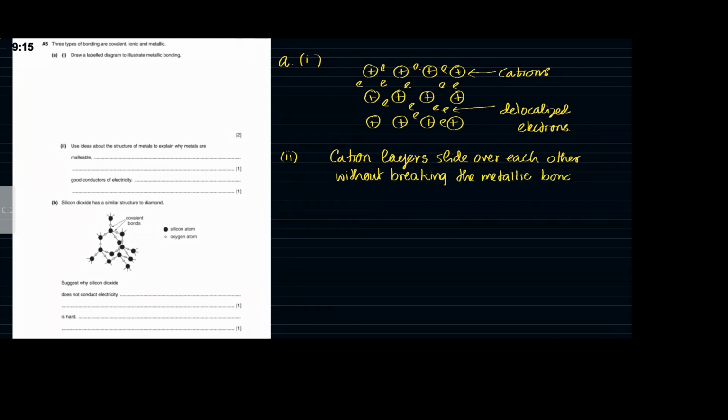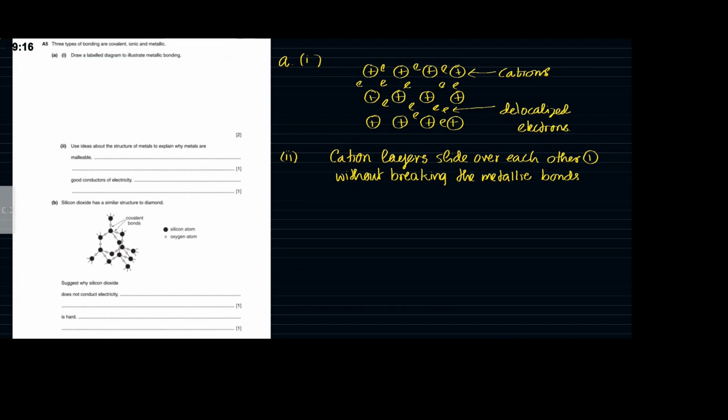Okay, so how many marks given for this question? Only 1 mark. So this is more than enough. The cation layers slide over each other will give the 1 mark. But if you are going to write the full answer, it's the cation layers slide over each other without breaking the metallic bonds, right? Is a much better answer.